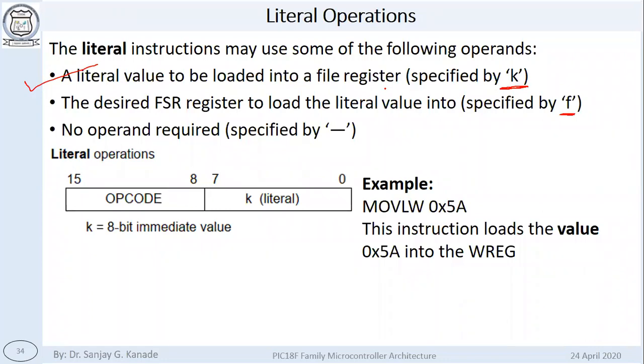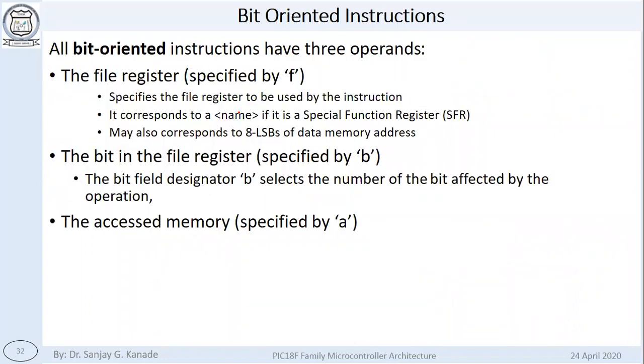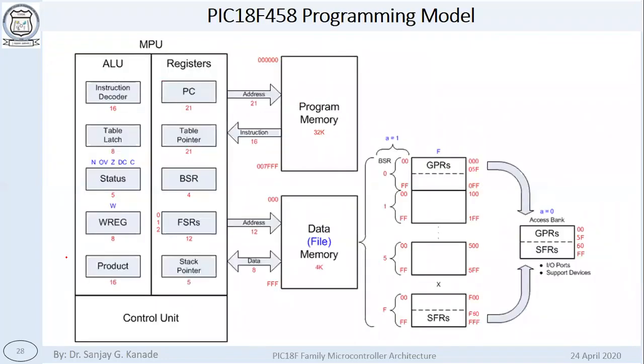Sometimes it will also have the number of the FSR. FSR is file select register. We have seen this FSR here. What is this? This is a file select register. It is a 12-bit register, right? It means it holds the 12-bit address of the data memory. The full address of the data memory it can hold.